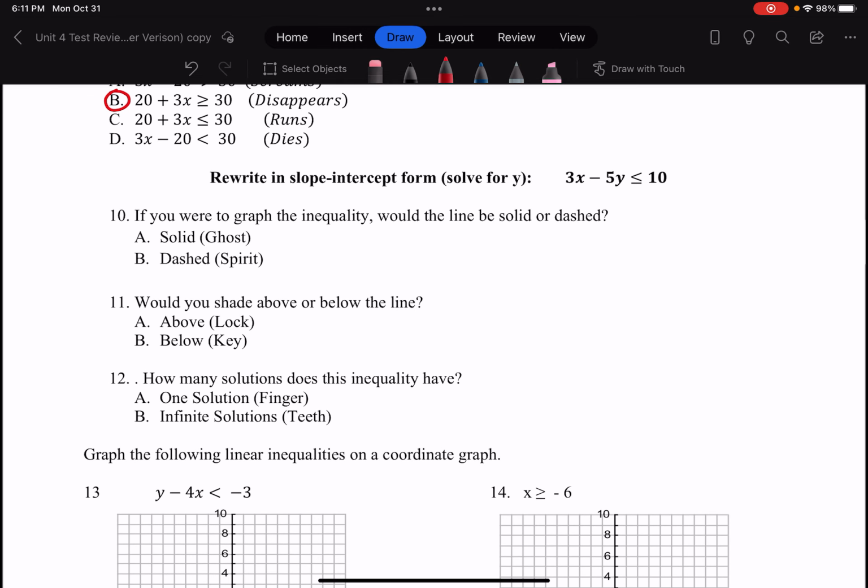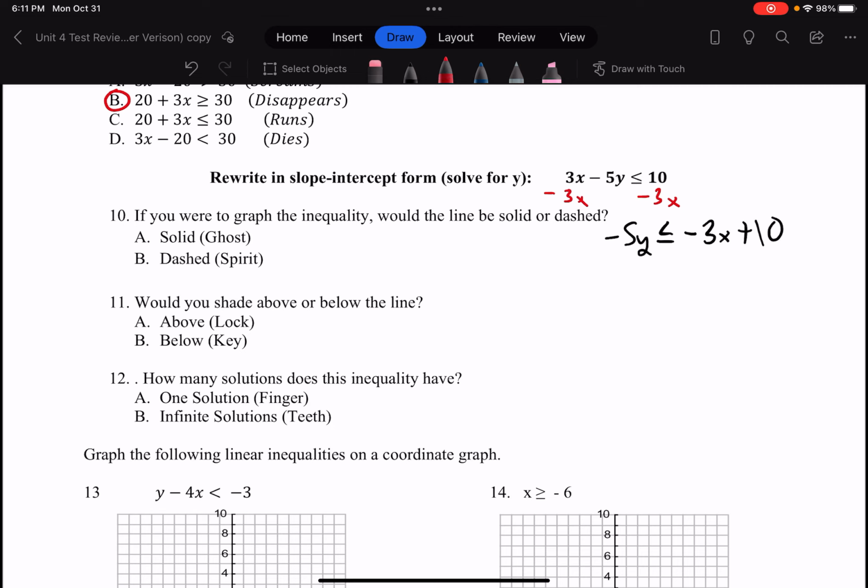Now we're going to be looking at this next one, which is going to be a linear inequality. 3x minus 5y is less than or equal to 10. Currently, it's not in slope-intercept form. So I need to subtract the 3x from each side. That's going to give me negative 5y is less than or equal to negative 3x plus 10.